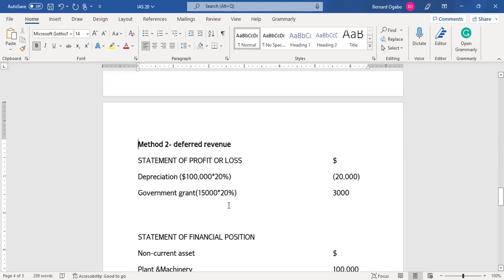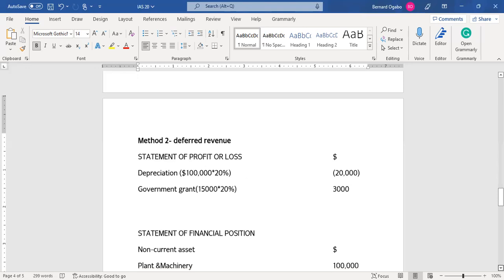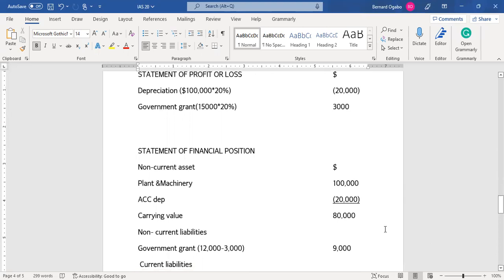So I recognize income from the grant equivalent to the percentage of the depreciation. So 20% multiplied by the government grant gives me the grant to recognize as revenue in my statement of profit or loss. Then when I come to the statement of financial position, don't forget that I have my full cost of asset. So I have 100,000. Then I take away accumulated depreciation and my carrying value is 80,000. However, out of the 15,000, I've already recognized 3,000. So it means that the value of the grant left, that is the deferred revenue, is 12,000.